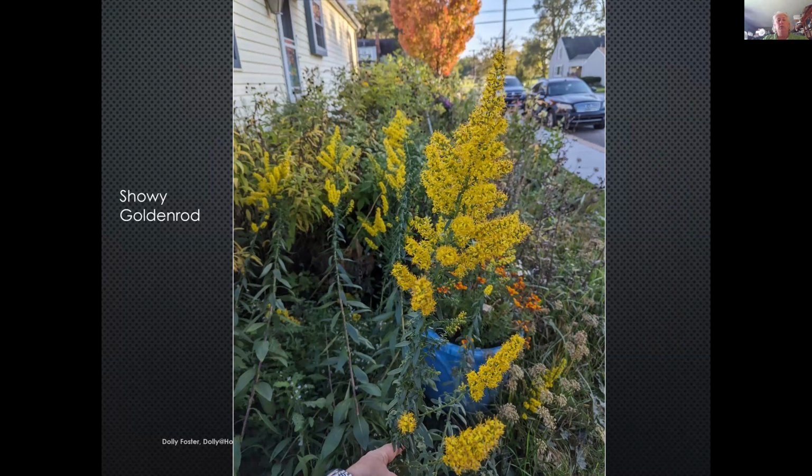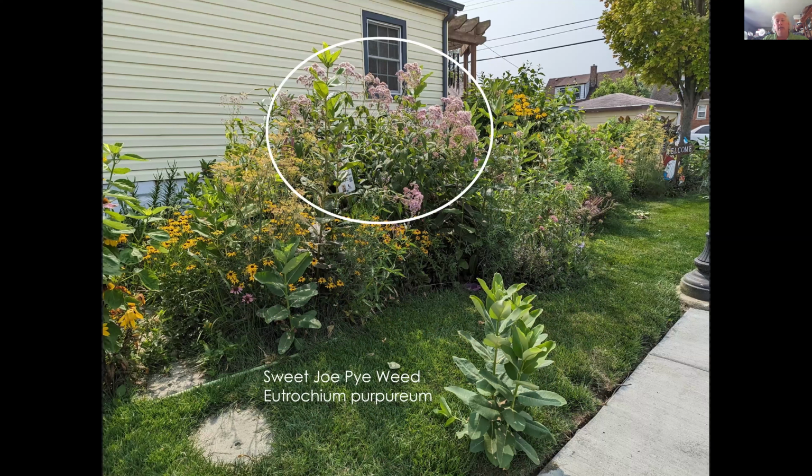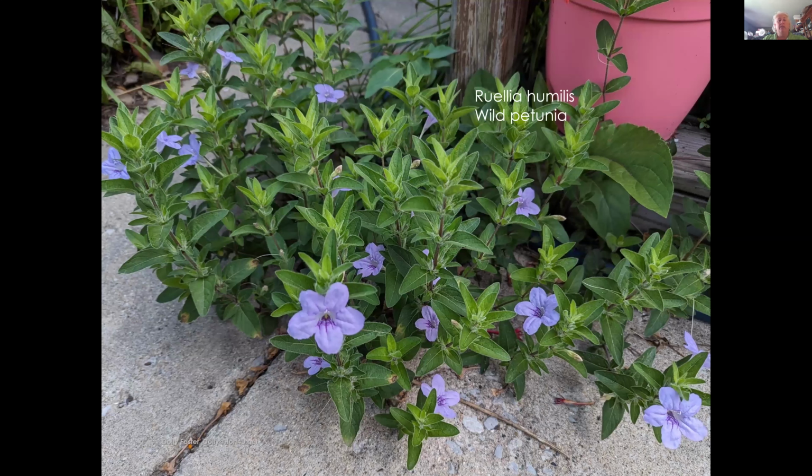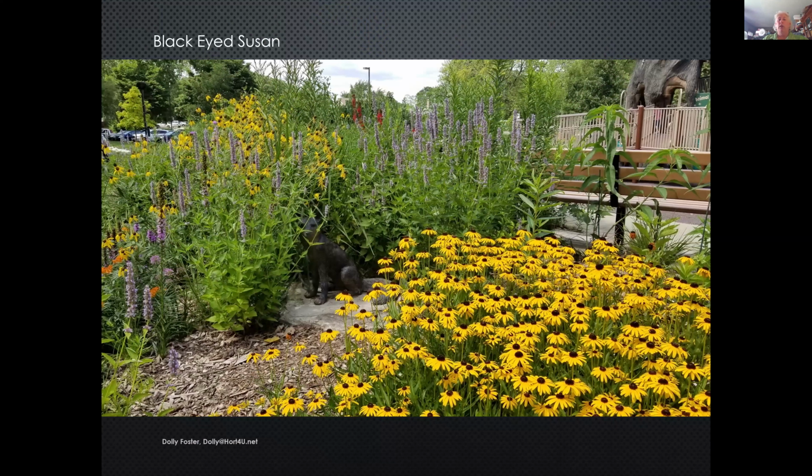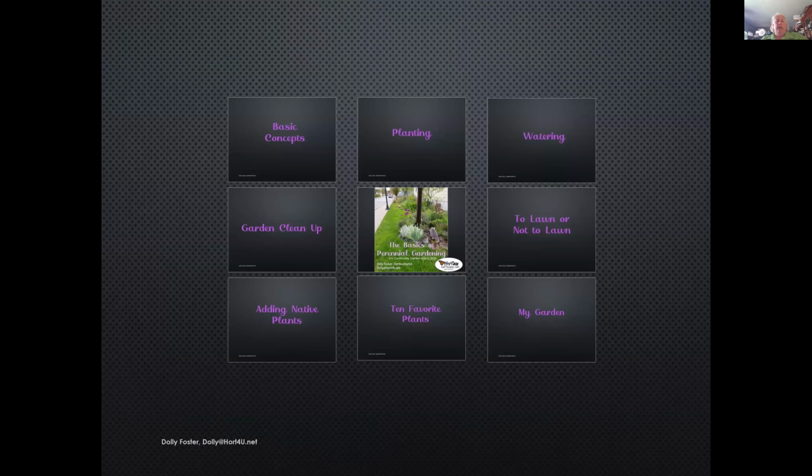Joe Pyeweed is beautiful. I love it. It's a magnet for monarch butterflies. Ruellia is a beautiful native plant that's very low, small. Black-eyed Susans are great. So those are like my 10 favorite, but it was really hard to choose. So let's just go over the last part.